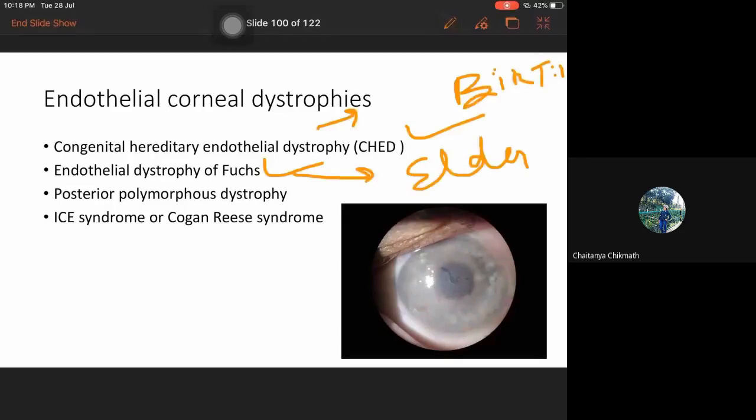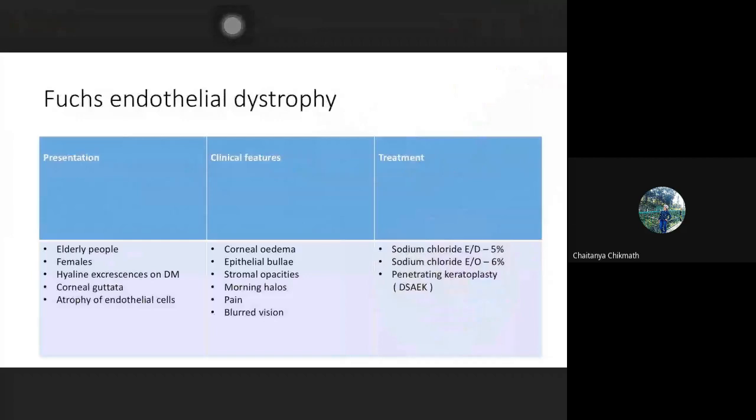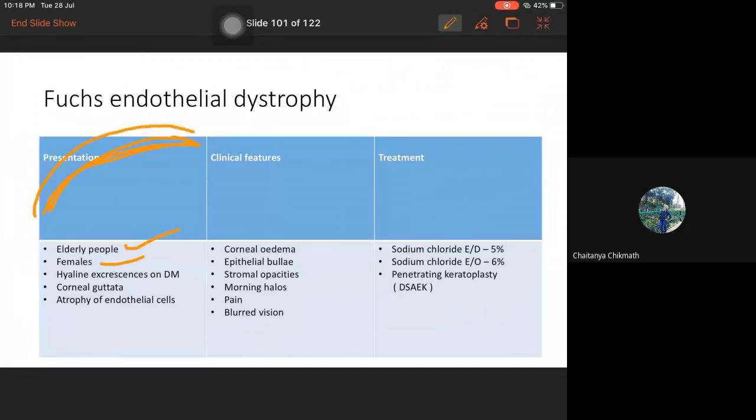And for us, the important one is the Fuchs endothelial dystrophy. What is the presentation? It's seen in elderly patients, most commonly affecting females. In the beginning of part 1 on the cornea, I told you, on the cornea you have a Descemet membrane. On the Descemet membrane, you have wart-like excrescences. These excrescences will push the endothelium and damage it, resulting in death of the endothelium. Whenever there is death of the endothelium, the remaining endothelial cells are not enough to keep the cornea in a dehydrated state. So the cornea will develop corneal edema.